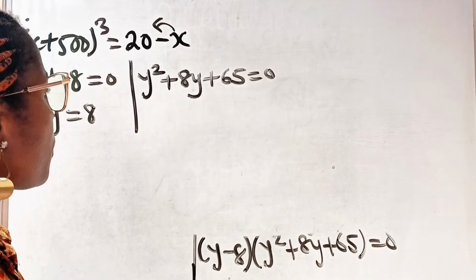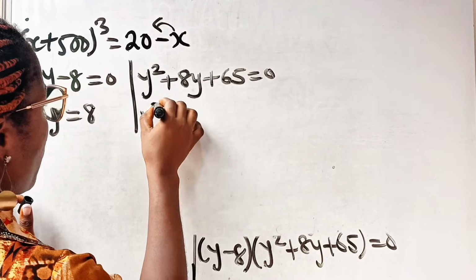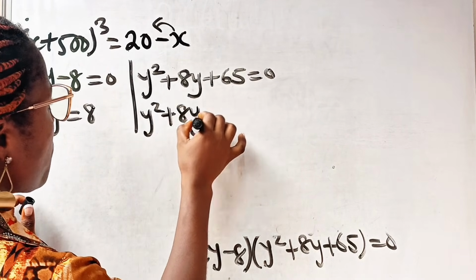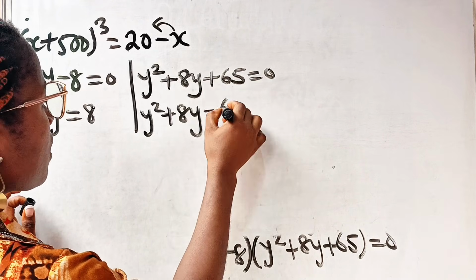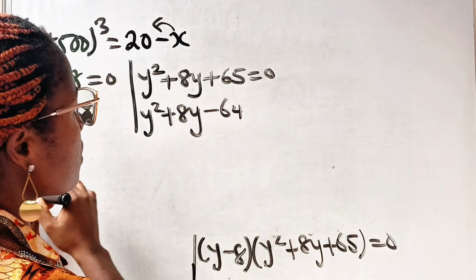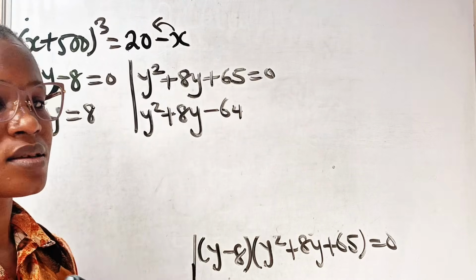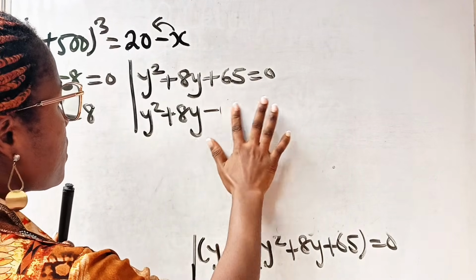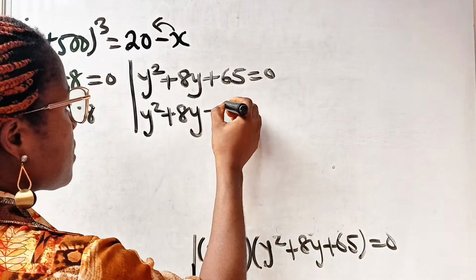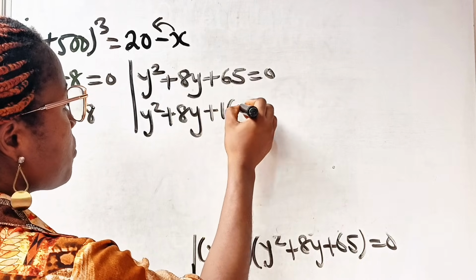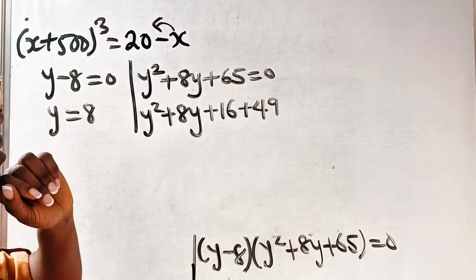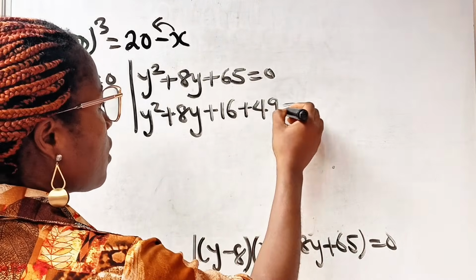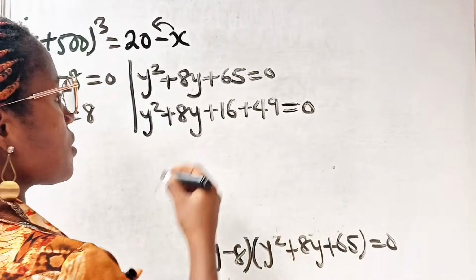Okay, so here we have y squared plus 8y. Now since I'm seeing 8 here, I can bring 64 out here. Minus 64. Okay, that will make it longer. Let's do this. Minus 16 plus 16 plus 49. Yes, this plus this will also give us 65, is equal to 0.